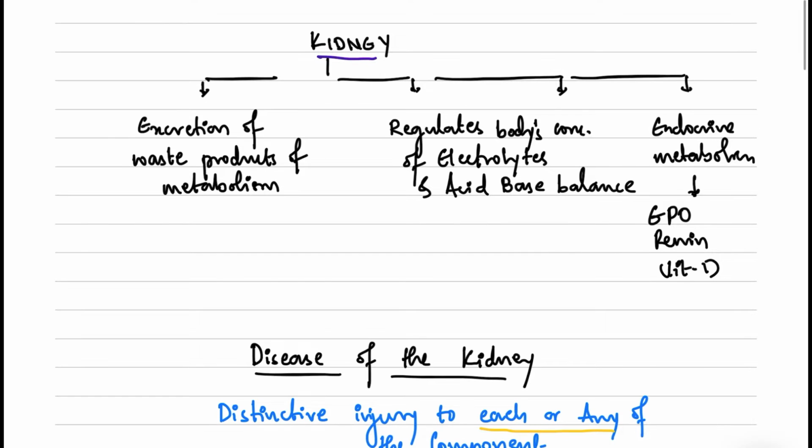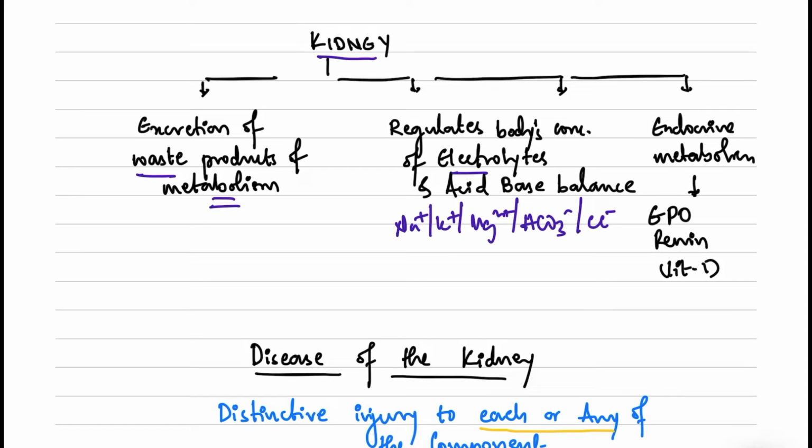Kidney has mainly three main categorized functions. So firstly we have the excretion of the waste products of the metabolism. So that's one function of the kidney. Then we have the regulation of body's concentration of electrolytes. It will regulate the body's concentration of sodium, potassium, magnesium and the bicarbs, chloride, everything. All the electrolyte regulation is done by the kidney, and basically it is the best for the acid base balance, because the error in acid base balance by the kidney is equal to 0.